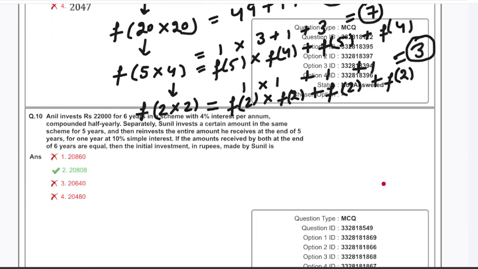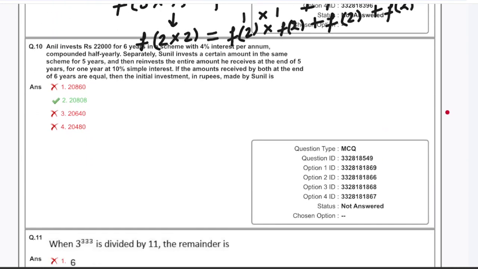Look at the next one, number 10. It says Anil invests 22,000 rupees for 6 years in a scheme with 4% interest per annum, compounded half yearly. So Anil is going to invest 22,000 into 1 plus r by 100. Now r, because it's half yearly, we have to divide it by 2. So r by 2, that is 2 by 100, raised to power 12, because 6 years means 12 half years.